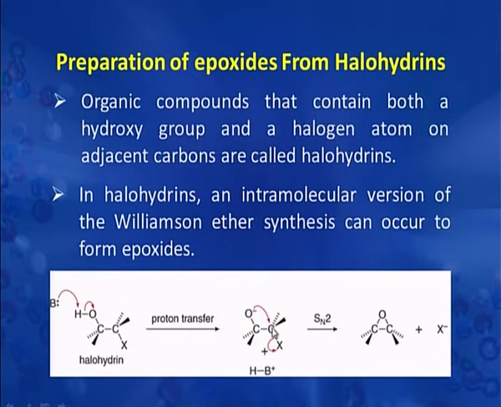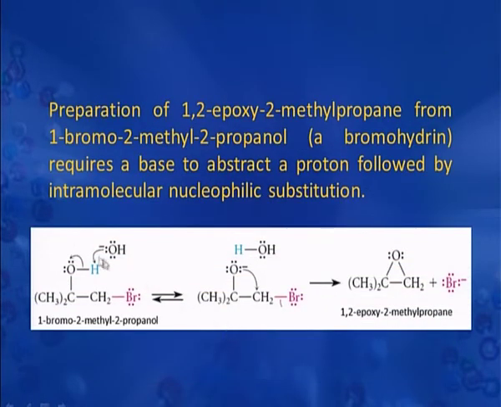This alkoxide then attacks the electron deficient carbon. Why is this carbon electron deficient? Because it is attached to the more electronegative halogen. As a result, this carbon-halogen bond is a polar bond and is attacked by the alkoxide and there is formation of this oxirane. We will now discuss the preparation of 1,2-epoxy 2-methyl propane from 1-bromo 2-methyl 2-propanol.